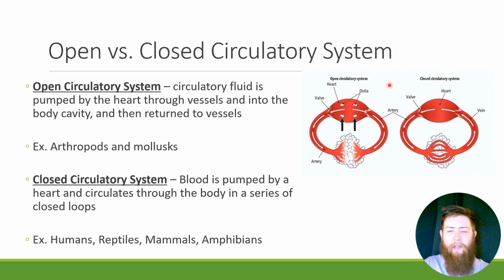The other type is a closed circulatory system. This is where blood is pumped by a heart and circulates through the body in a series of closed loops. So it goes from one end through the body cells here, but it never leaves the vessels, and then comes through the other end and back to the heart. Even though they're not invertebrates, this is what is used in humans, reptiles, mammals, and amphibians. And when we talk about them later, it's important to know.